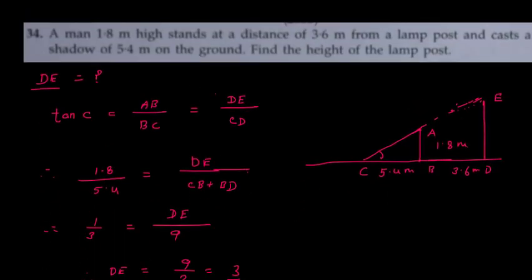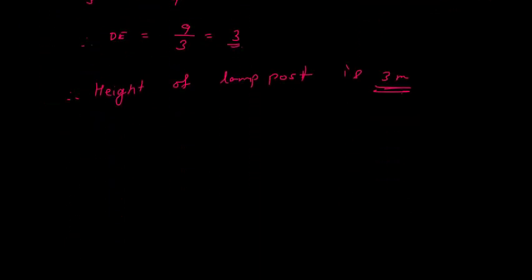Have you understood? A man, first we show the position of the man, which is 1.8 meter high. Then at a distance of 3.6 meter we have shown a lamp post, and from the lamp post, from point E, light is coming, and because of that light there is a shadow BC which is 5.4 meter in length, and I have to find what is the height of this lamp post. So using tan C we are able to find this height of lamp post, that is DE. Simple question, right? This is question number 34. Now let us see question 35.